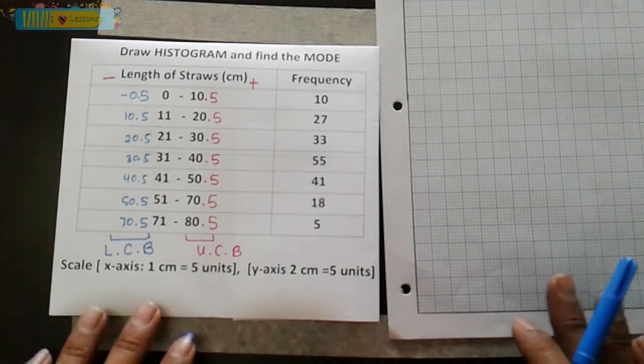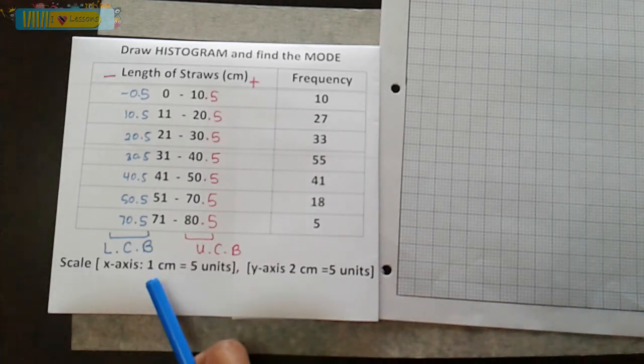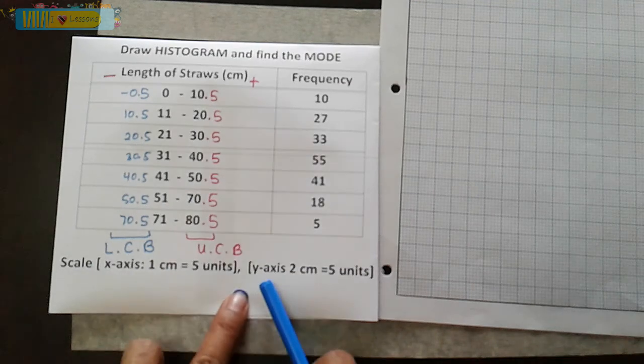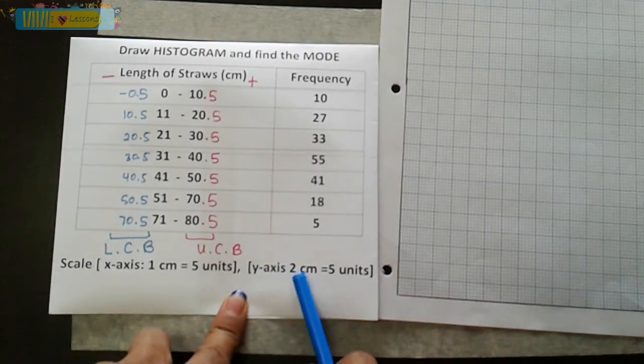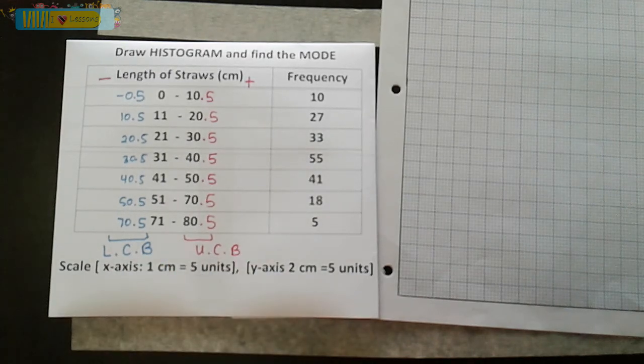So I'm going to use this opportunity to do a quick revision. Over here, according to this question, on the x-axis, which is your horizontal, every 1 centimeter is going to be 5 units. And on the y-axis, every 2 centimeters is going to be 5 units. Now let's identify what type of graph paper we have.